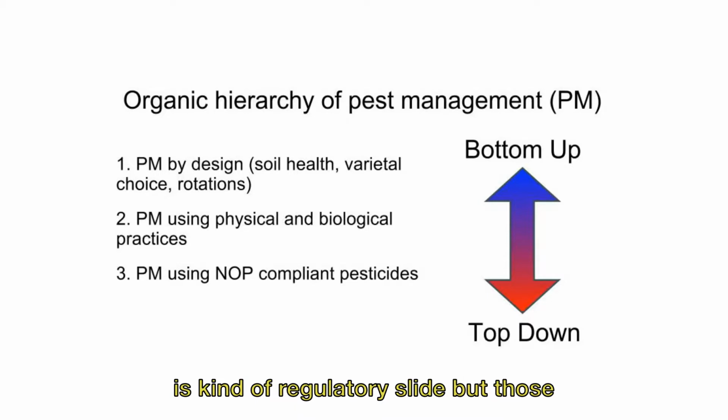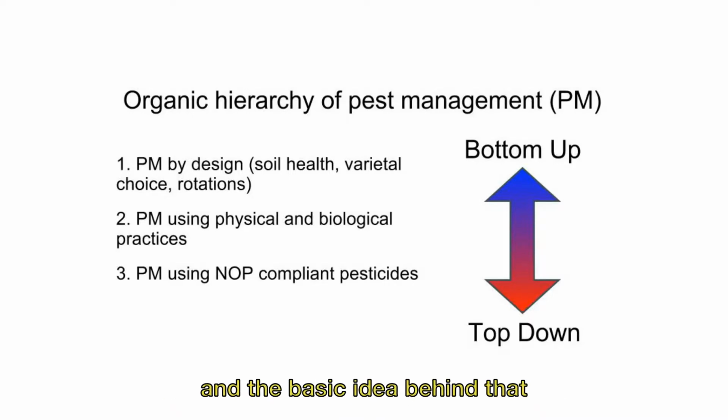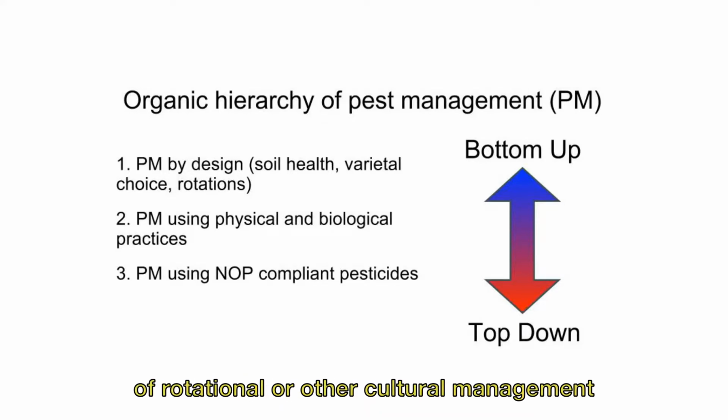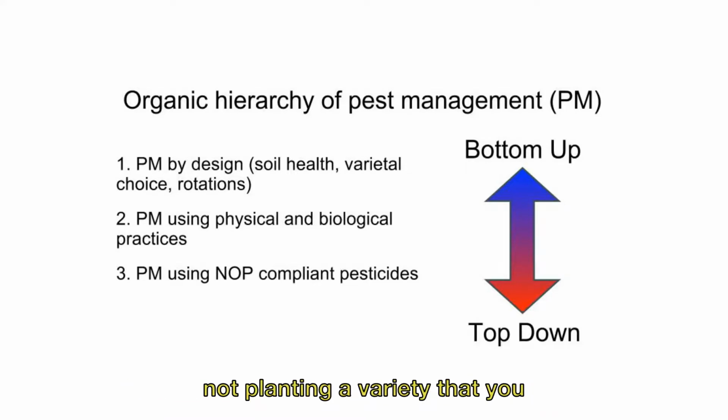This is kind of a regulatory slide, but for those of you practicing certified organic agriculture and have a farm plan, there's actually an NOP mandate that you follow what's called the hierarchy of pest management. The basic idea is you start with prevention: good choices in terms of site selection, good choices in terms of rotational or other cultural management tactics, and good choices on varieties, so you're not planting a variety that you know is going to cause you problems.